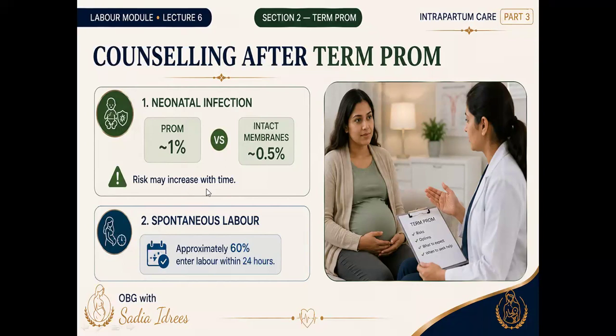But here is the other side of the discussion. Many women will go into labor spontaneously. Approximately 60% will labor within 24 hours after their membrane rupture. And that's why management is not simply black and white. We are balancing two realities. Waiting gives a significant proportion of women the opportunity to enter labor spontaneously, but prolonged rupture increases concern about infection. That balance explains the management options we are about to discuss, and understanding that reasoning is much safer.